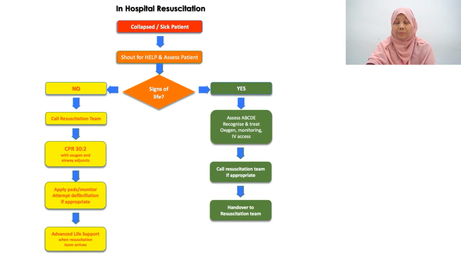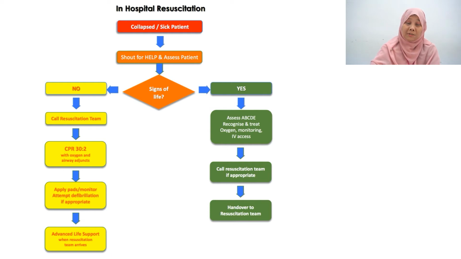Now let's have a look at the basic life support overview. Remember that in hospital, resuscitation starts with the collapse of a sick patient, and we would shout for help and assess whether the patient has signs of life. If there is a sign of life, we will assess airway, breathing, circulation, and recognize and treat accordingly with oxygen, IV access, and monitoring. Subsequently, we will call the resuscitation team whenever appropriate and hand over to the resuscitation team.